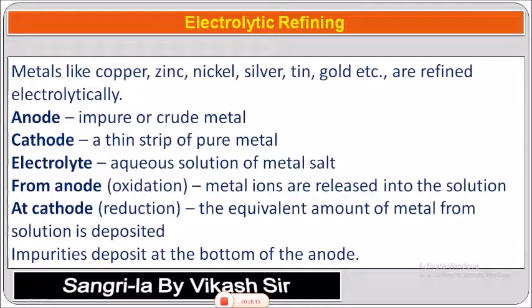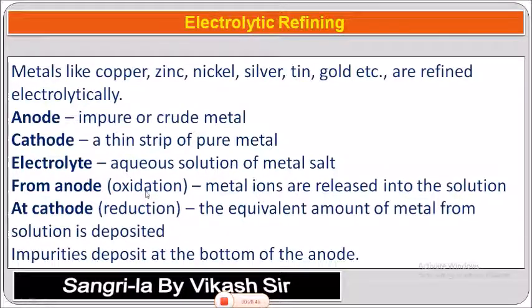Okay. Now, electrolytic refining. Remember, metals like copper, zinc, nickel, silver, tin, gold, etc. are refined electrolytically. At the anode, impure or crude metal; at the cathode, a thin strip of pure metal; the electrolyte is an aqueous solution of a metal salt. Remember, at the anode oxidation and at the cathode reduction is happening.